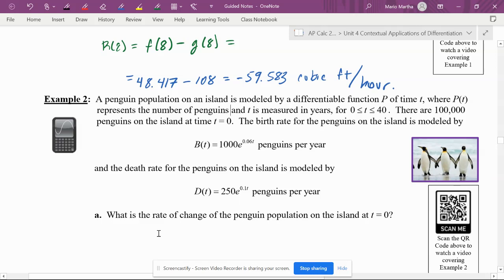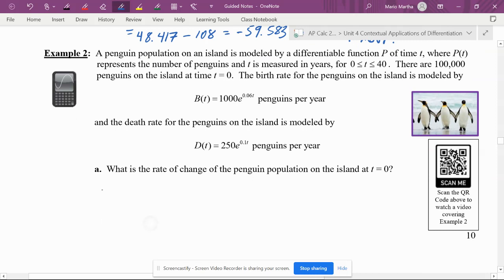What is the rate of change of the penguin population at t equals 0? So let's see what happens at t equals 0. We're looking to see how the population is changing. So let's use R of t to figure out the rate, and that's going to be equal to the birth rate, which is B of t, minus how they're dying, which would be minus D of t.